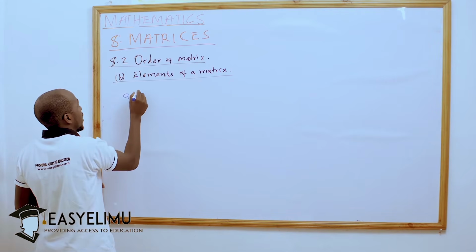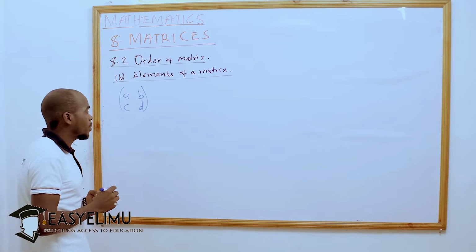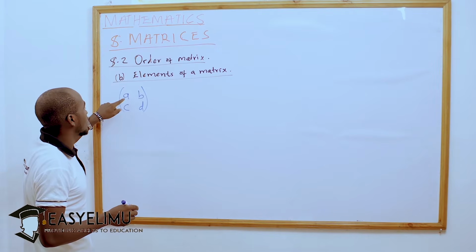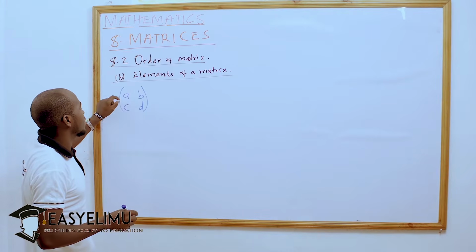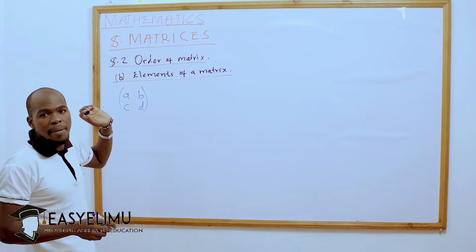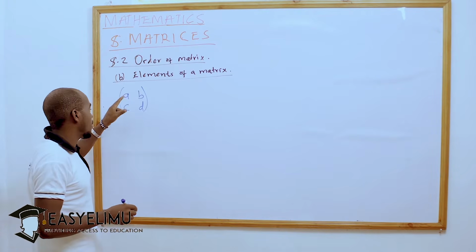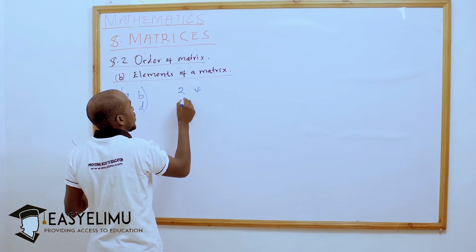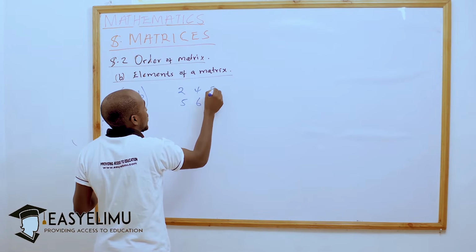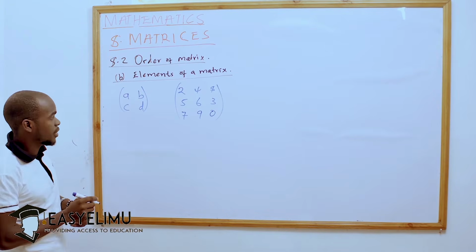We can have A, B, C, D, and this one be a 2 by 2 matrix. We shall find out that A, B, C, D, that is, if it is A, is an element of that matrix. B is also an element of that matrix. Be it numbers, for example, you may give 5, 6, even 8. Let's say you're having that kind of a matrix.